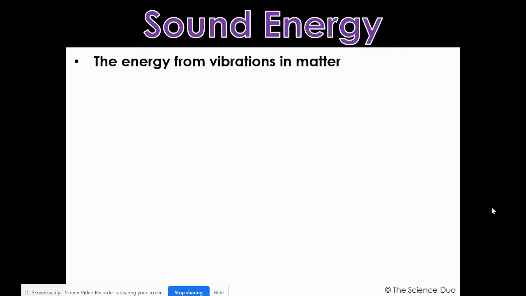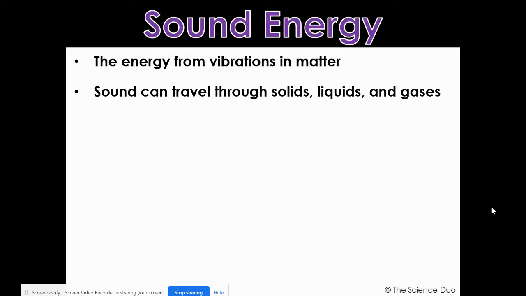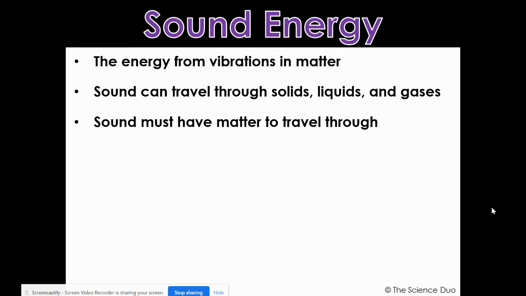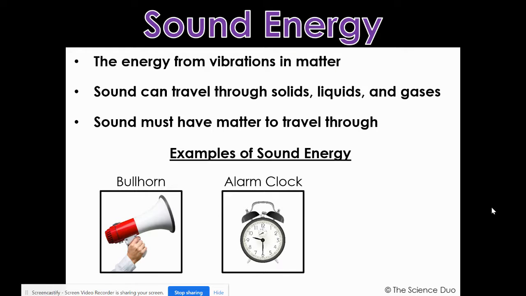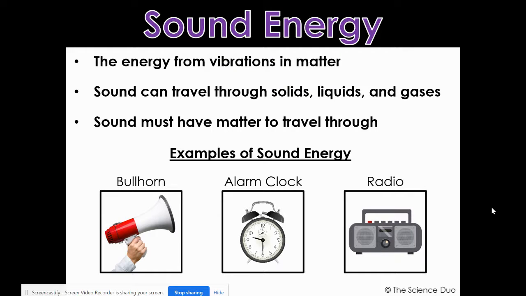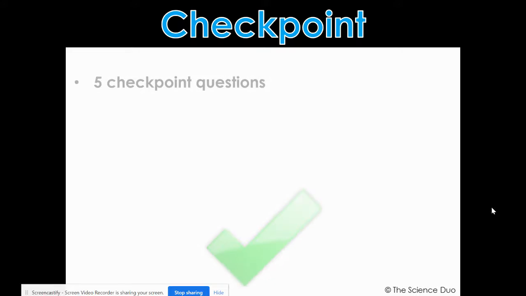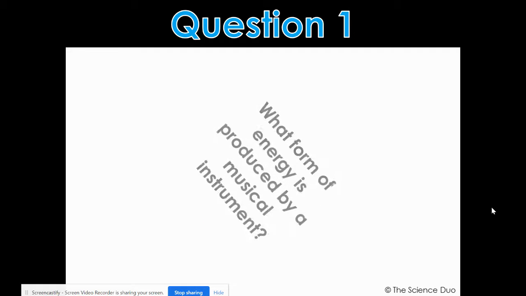Sound energy is the energy from vibrations in matter. We know that sound can travel through solids, liquids, and gases, but it has to have something to travel through. So sound does not travel in space. There is no solid, liquid, or gas in space for it to travel through, so there's no sound there. A bullhorn, the alarm clock that wakes us up in the morning, or a radio are all examples of sound energy. So some questions for you to think about.